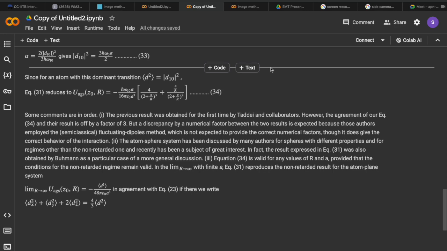In fact, the result expressed in equation 31 was also obtained by Buhmann as a particular case of a more general discussion, and equation 34 is valid for any values of R and A, provided that the conditions for the non-retarded regime remain valid. In the limit R tends to 0, we get the final equation, which is this one, which reproduces the non-retarded result of the atom-plane system.